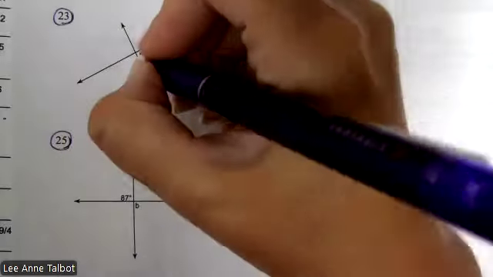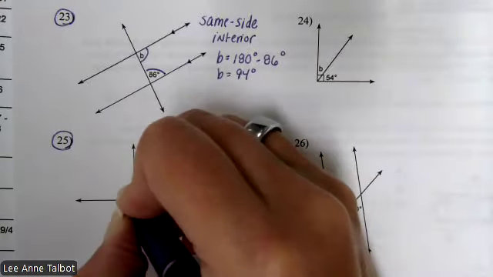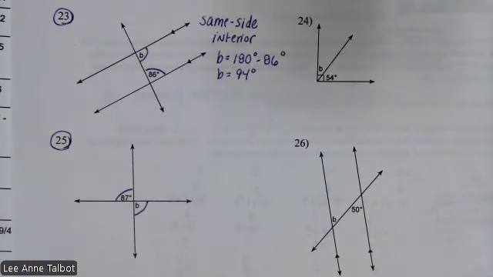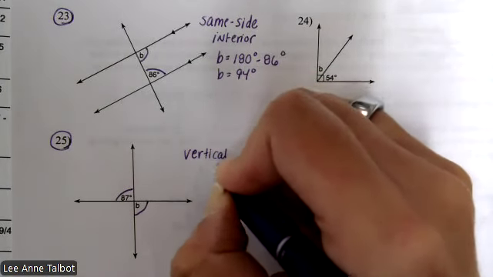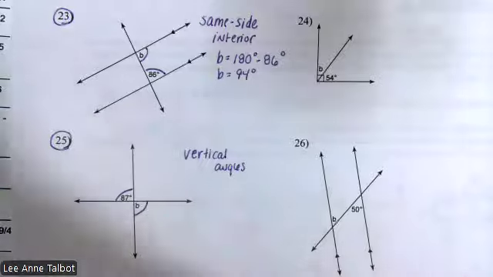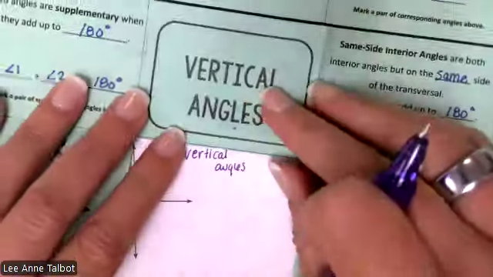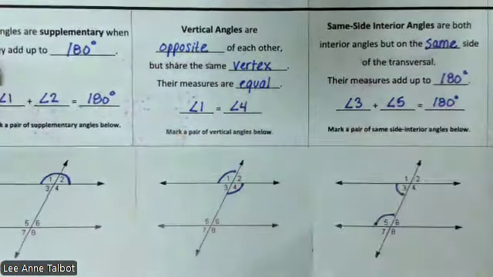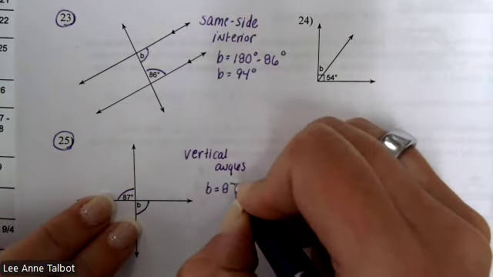Okay, and the last one here, number 25, this is my favorite. These guys are on opposite sides of where they intersect. Yeah, vertical. Yeah, that is my fave. Everyone can find vertical angles. They might be the easiest to find. Okay, and vertical angles are in this box. And it says their measures are equal. So B equals 87 degrees.